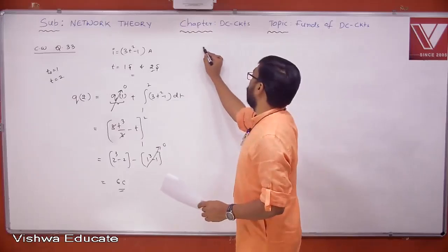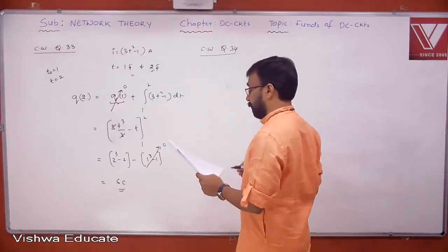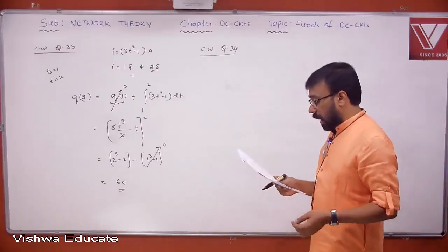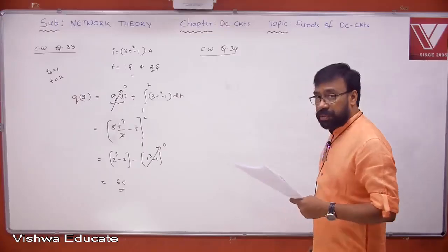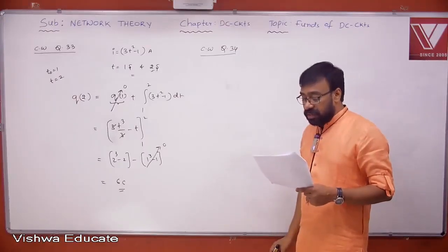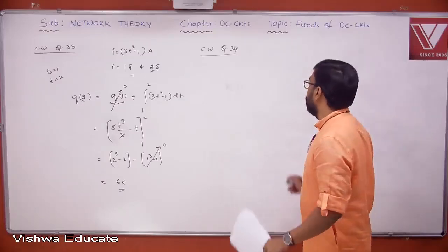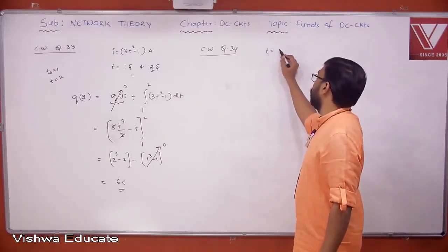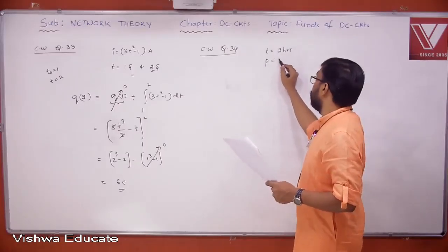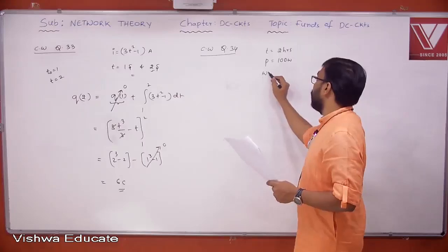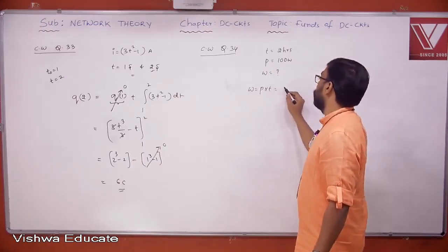Question 34, classroom workbook. Read that question. How much energy does a 100-watt electric bulb consume in 2 hours? So time is given, T is 2 hours. Power is given here, 100 watt. It is asking for energy. W is equal to P into T. So 2 into 100.